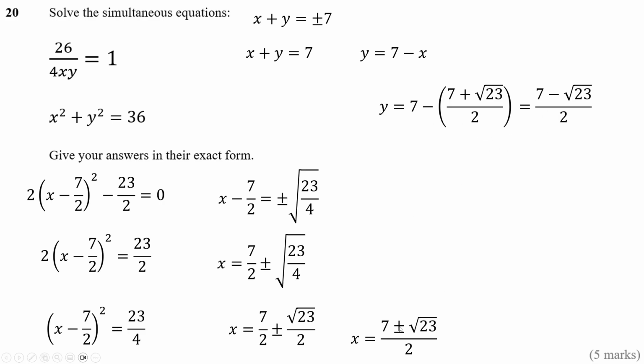Now we'll do the same thing, but we'll plug in the negative solution. So you'll have this. This will become a minus 7, and then a positive root 23. So it's the same as this, but this is a positive. So you've got that. Okay.